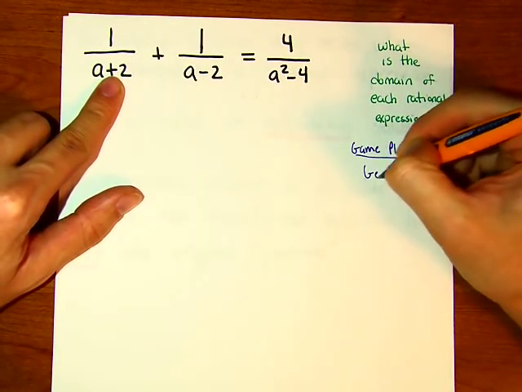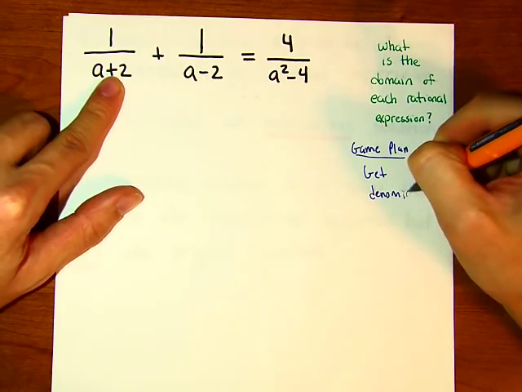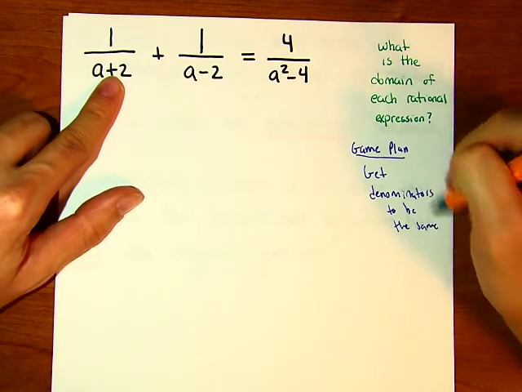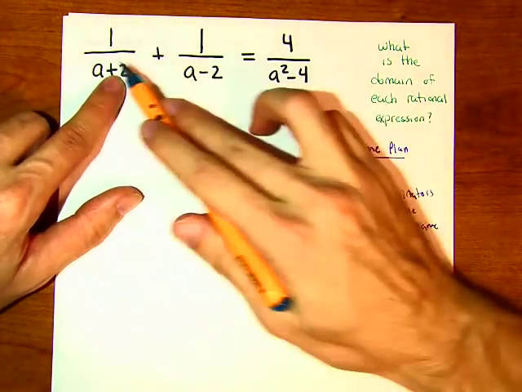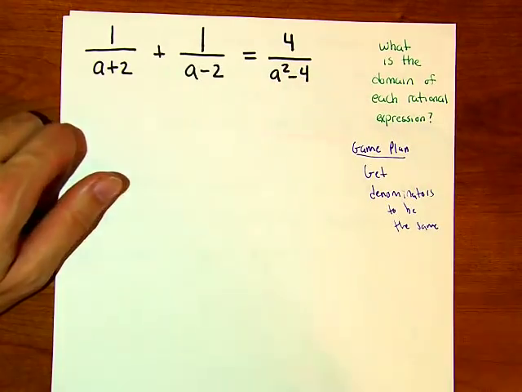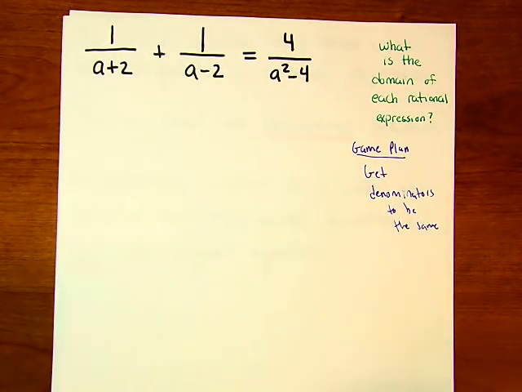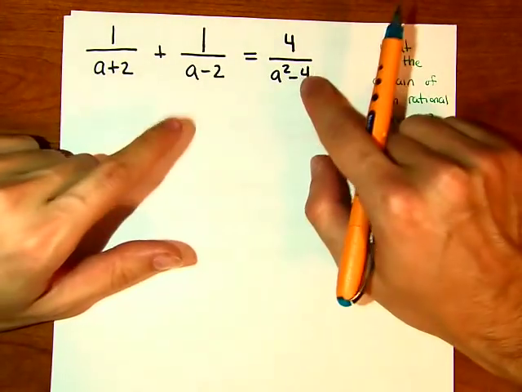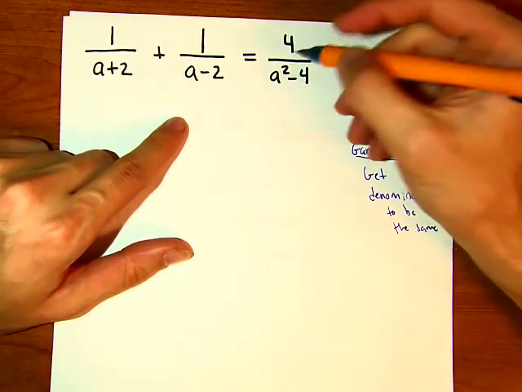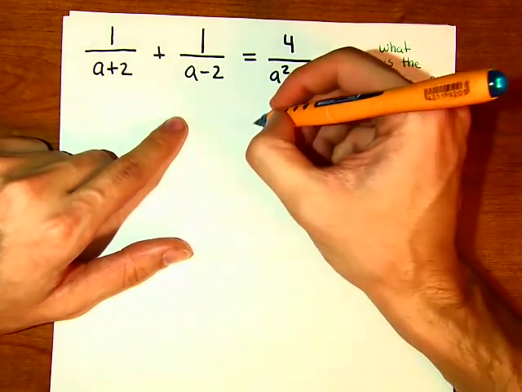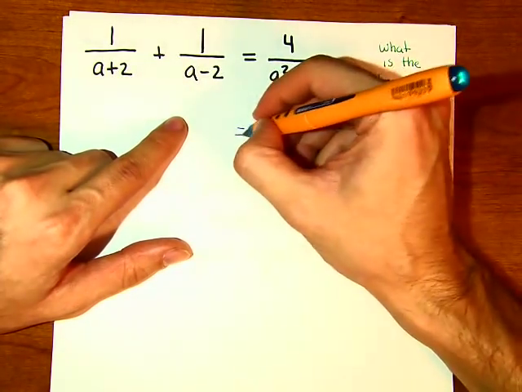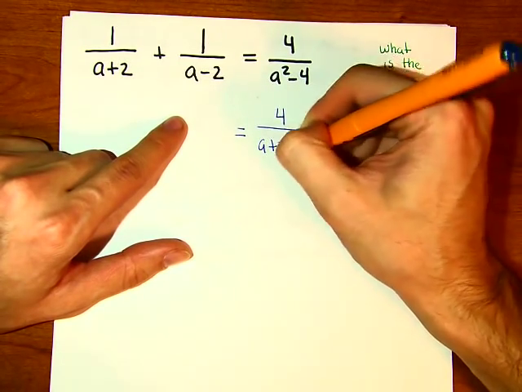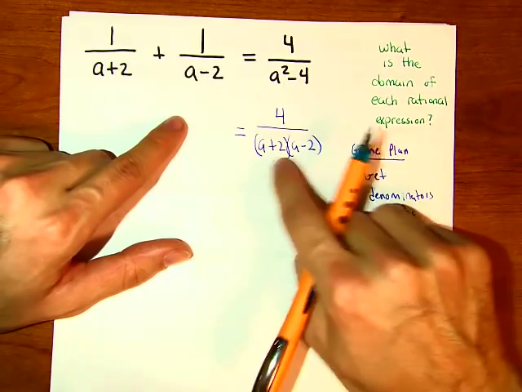Game plan: get denominators to be the same for all three. We want all three of these denominators to be the same, because we could do that little trick that we did before. If the denominators are the same, then the numerators are the same. Here, one thing you have to notice is that this a squared minus 4 is equal to a plus 2 times a minus 2. This is equal to this once we factor it.